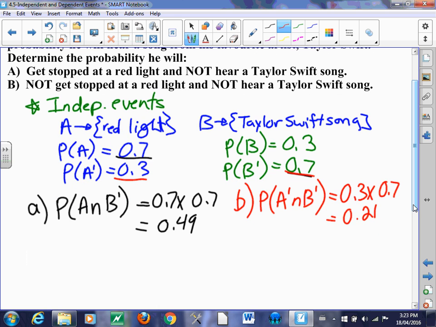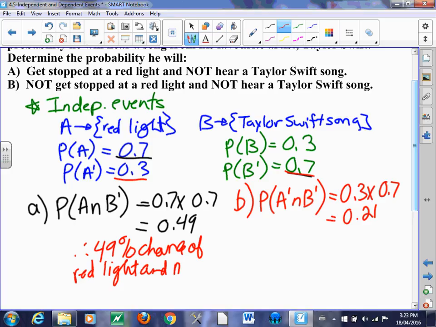Let's do some therefores. So therefore, there is a 49% chance of red light and no Taylor Swift. I'll just do TS, sorry. Whereas for B, there is a 21% chance of green means go and another song.